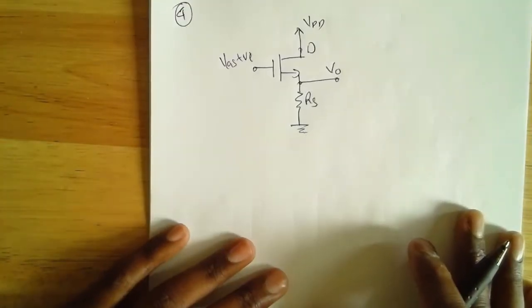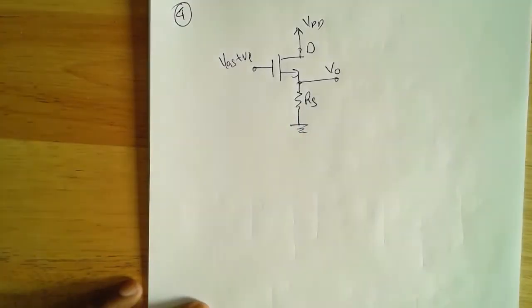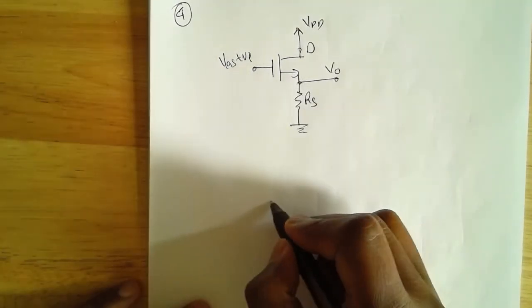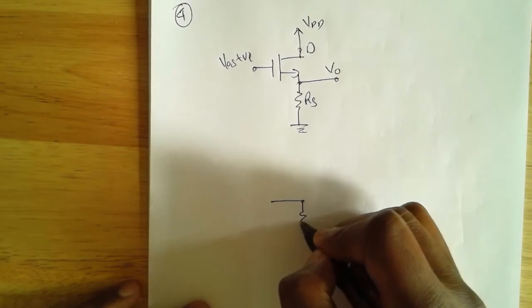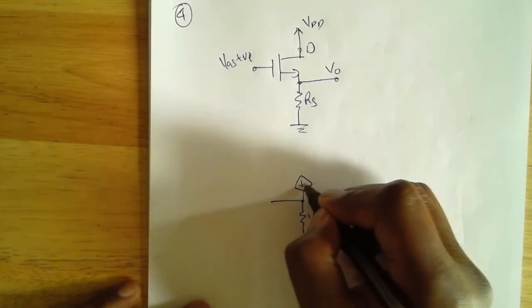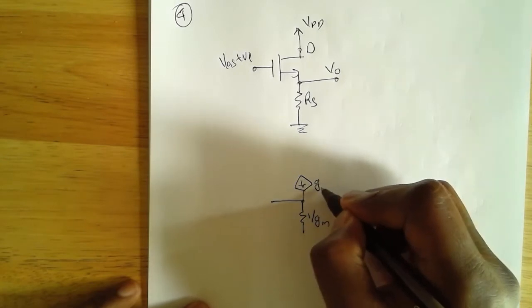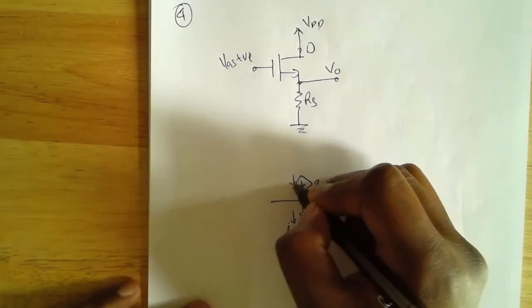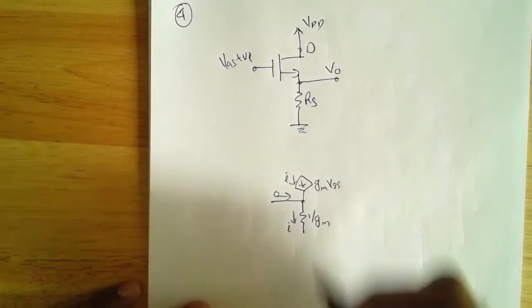Now let's draw the small signal model for this circuit. First, if you want to replace the transistor with a T model, this will be 1 over GM, and there'll be a current source here. This will be GM VGS, or I can just say this is I. That means the current in here is 0.